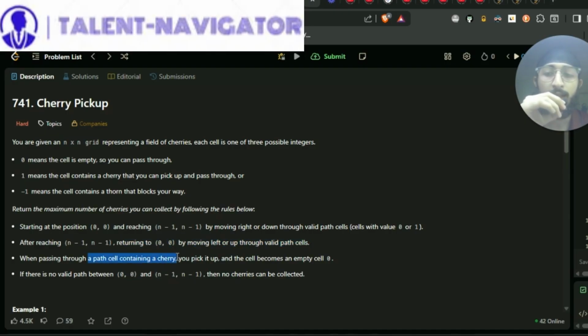When passing through a path cell containing a cherry, you can pick it up and the cell becomes an empty cell, that is 0. So when you've collected a cherry from a particular cell, that is the cell value was initially 1, but now since you've visited it, you have collected it and the cell value becomes 0. If there is no valid path between the top left and the bottom right cell, then no cherries can be collected and we return the answer 0.